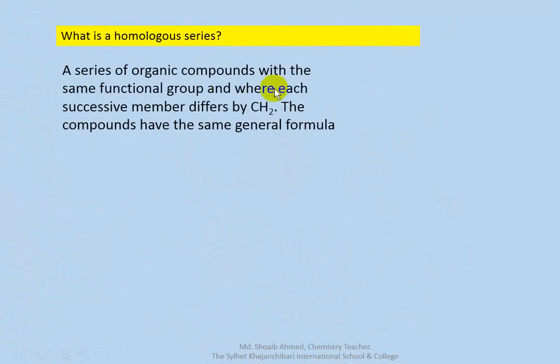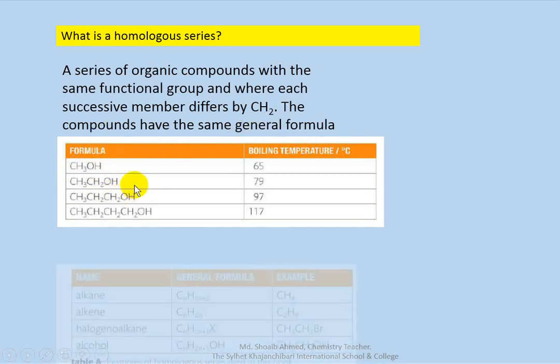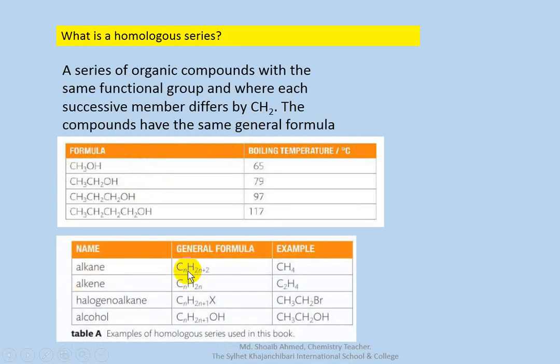Okay, a homologous series is a series of organic compounds with the same functional group, where each successive member differs by a methylene group. The compounds have the same general formula. This is the alcohol, same functional group. Successive members differ by a CH2 group, and the compounds have the same general formula. Like this is alkane. Alkane general formula is CnH2n+2. Alkene general formula is CnH2n. Alcohol is CnH2n+1OH. Okay, this is the homologous series, and this is their general formula. This is the homologous series of alcohol.